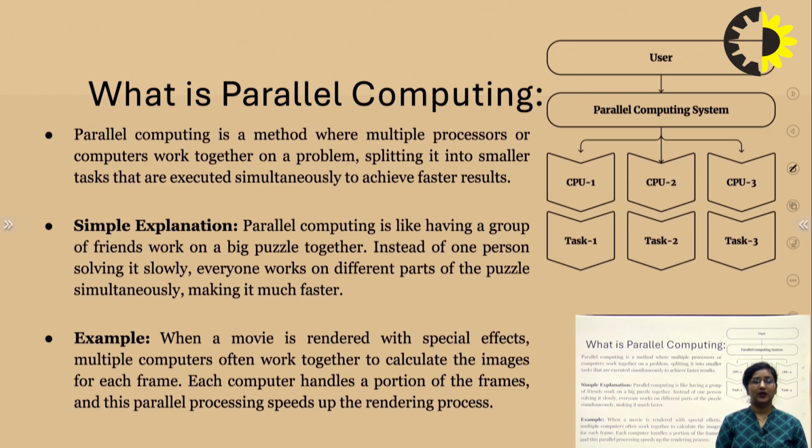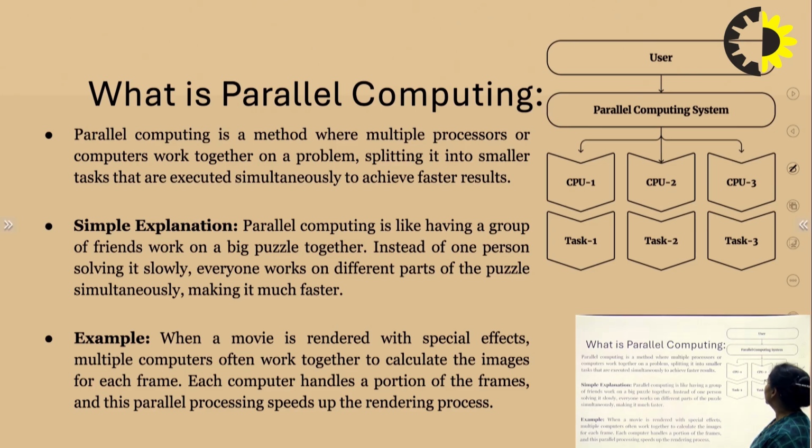Another example is when a movie is rendered with special effects, multiple computers work together to calculate the images for each frame, and each computer handles a portion of the frame, and thus this parallel processing speeds up the rendering process.